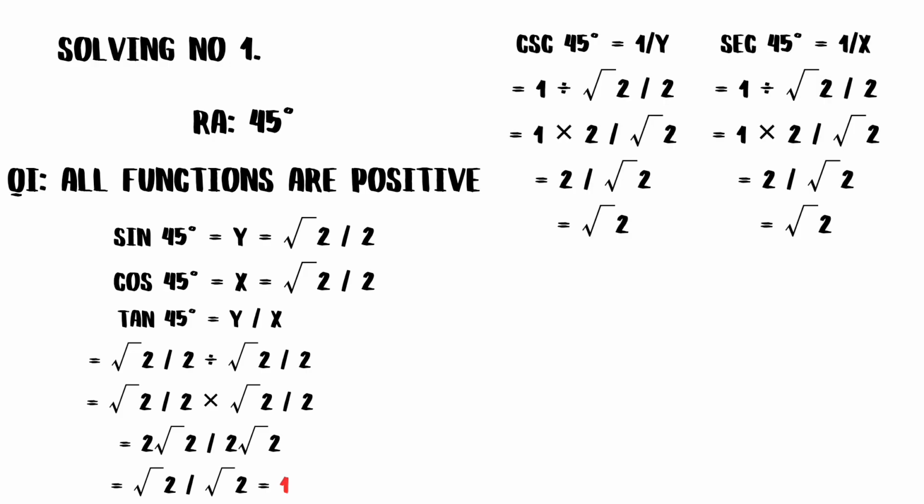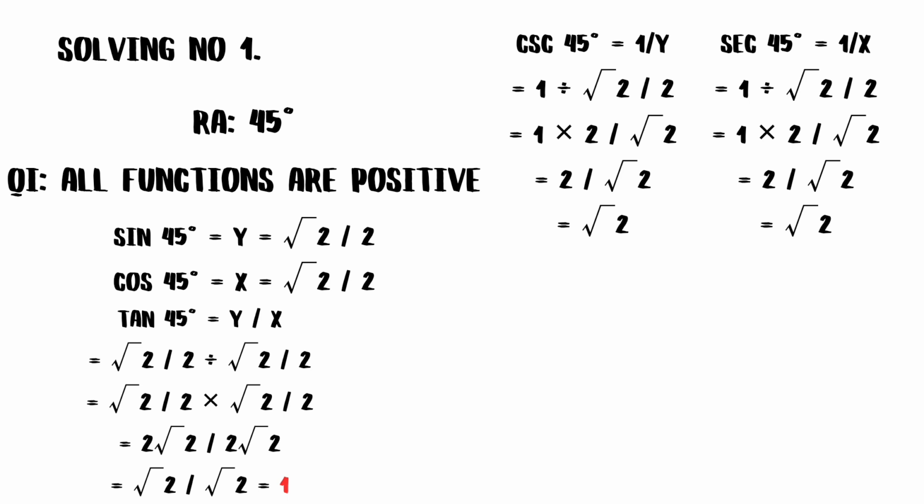So let's solve cosecant 45 degrees. The formula of cosecant is 1 over y. So our y is square root of 2 over 2, and we have 1 over square root of 2 over 2. We have to take the reciprocal of square root of 2 over 2 and turn it into 2 over square root of 2. Now we multiply it by 1, and we get the result of 2 over square root of 2. Then we simplify and turn it into square root of 2.